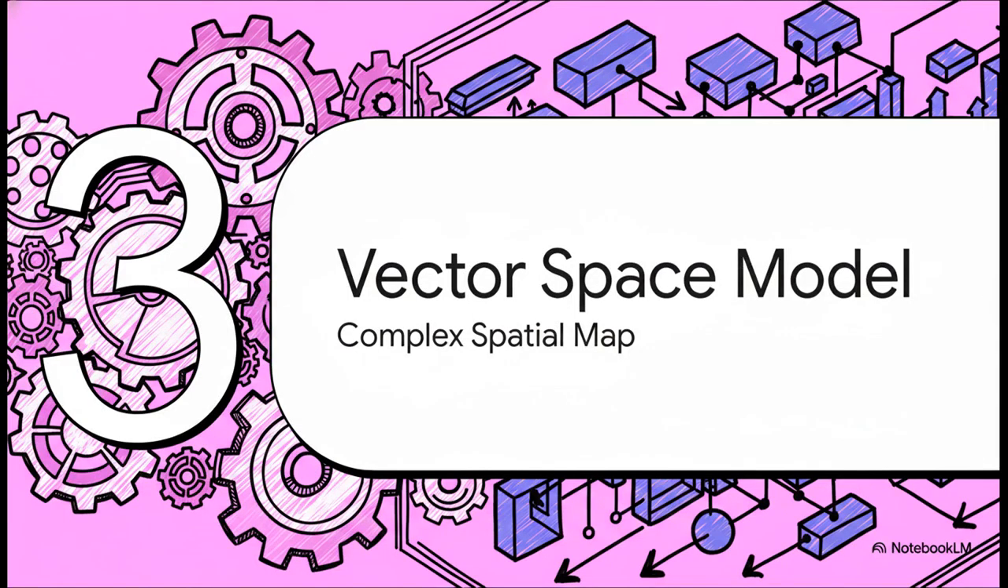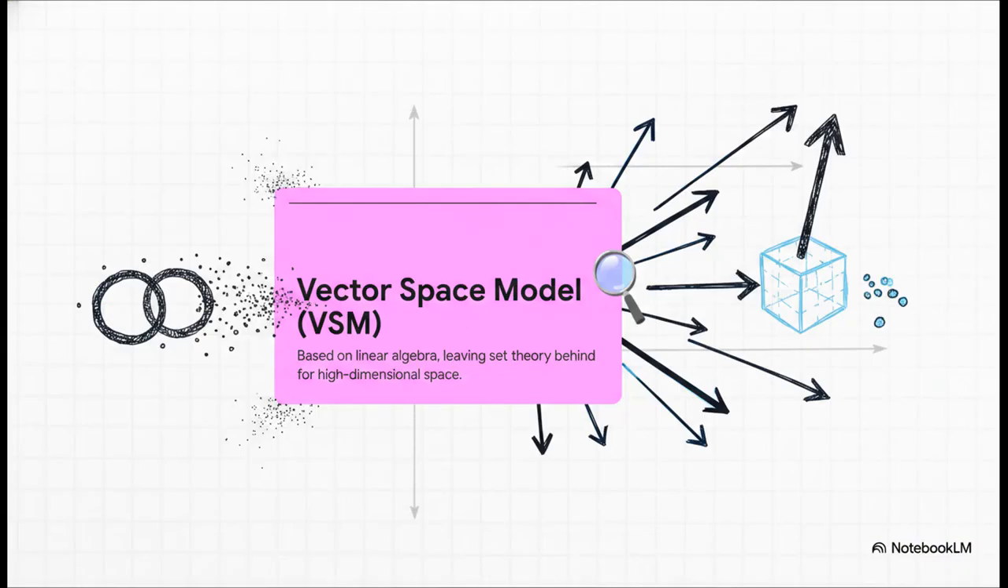Moving on to Part 3, the vector space model, or VSM. To solve that exact ranking problem, computer scientists developed the vector space model. If the Boolean model was a rigid filter, VSM is more like a complex spatial map. This approach completely leaves basic set theory behind and relies on linear algebra, moving us into a high-dimensional mathematical space.